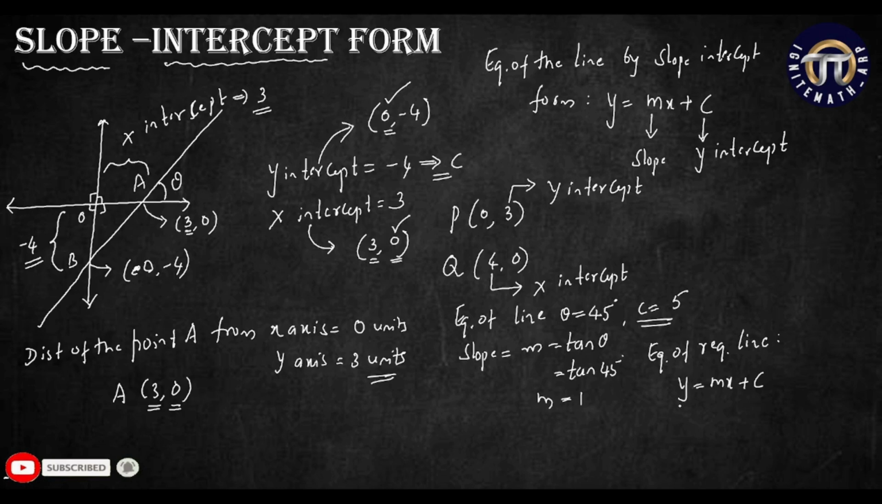So what is y here? I'm going to keep y as it is. It's a variable in the equation. m is 1 and x is kept as it is and c is 5. So the required equation of the line would be x minus y plus 5 equal to 0. This would be the required equation of the line. Clear, children? Any doubt over here?